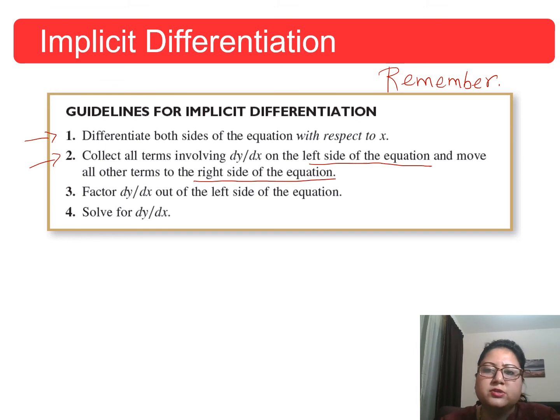So the direction is not important, but you need to isolate on one side all the terms which have dy by dx, so that you can factor them out in the next step and then solve for dy by dx. So that's your steps 3 and 4: factor dy by dx on the left side, or any one side of the equation, keeping everything else on the other side, and then solve for dy by dx. Please remember these steps so that you can use them easily without making any mistake and reach the correct answer. Very helpful for your examinations.